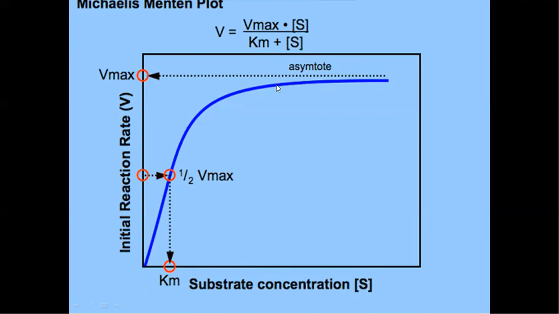Here we are getting a hyperbolic equation. Up to this level we can achieve linearity, but after that level we get a stable line. Here the Vmax is giving this value, but it is not completely stable. Slightly it is increasing. So this is the hyperbolic plot that we get in the Michaelis-Menten plot.